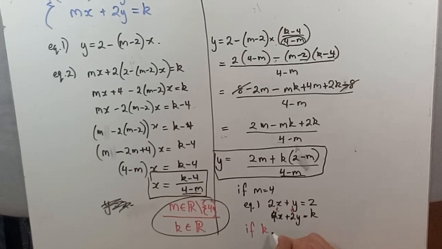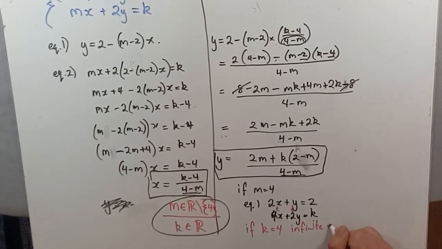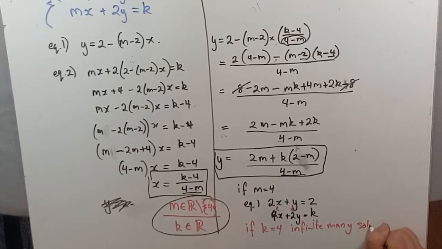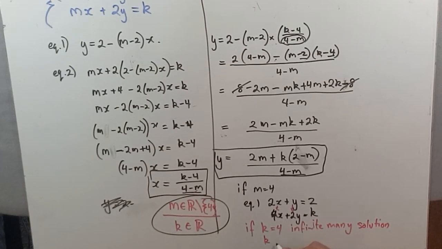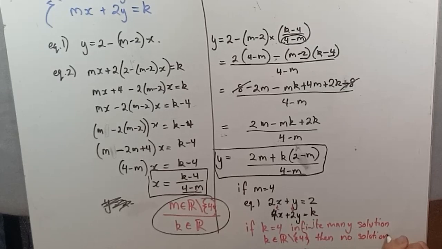So if k was 4, I get infinitely many solutions for m equals 4 and k equals 4. But if k was anything other than 4, then I would just have no solutions. Okay, so if k was an element of R except for 4, then no solutions. Okay, that's a tricky one.